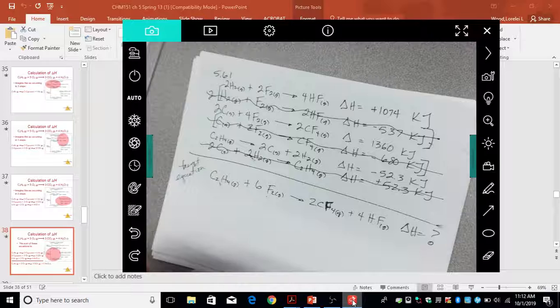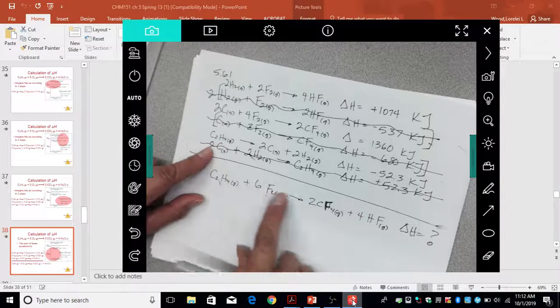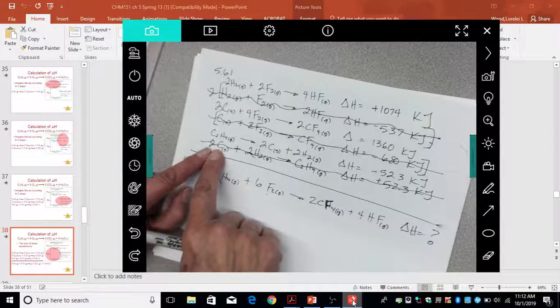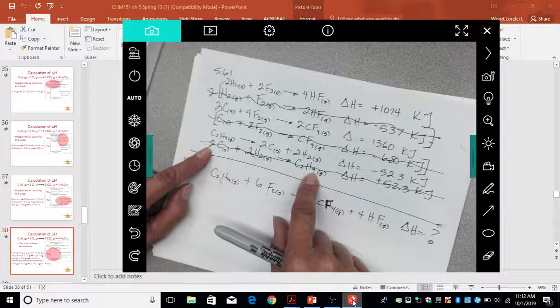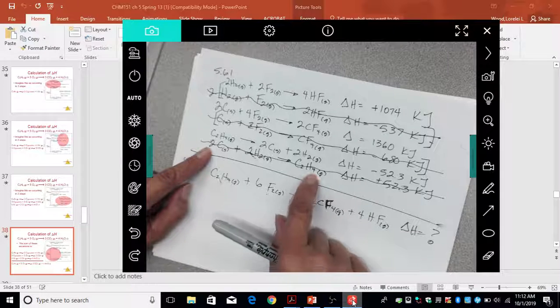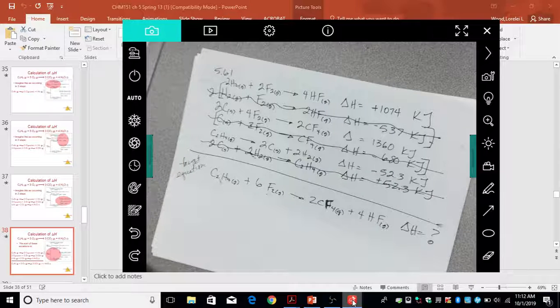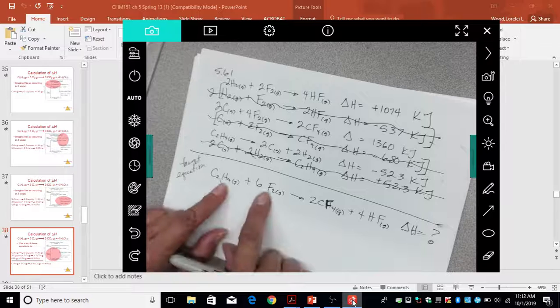Yes? Why did you flip the third equation but not the first two? The third equation, I flipped it because I see down here I need C2H4 as a reactant, and in this equation it was a product. So I had to swap it because I want to get the C2H4 over here. Good question. Yes? Wouldn't it have to be multiplied by 4, not 2? Because down below it's 4HF.